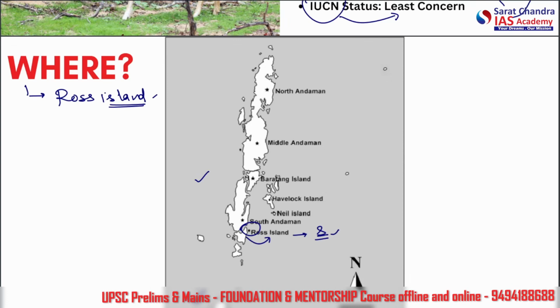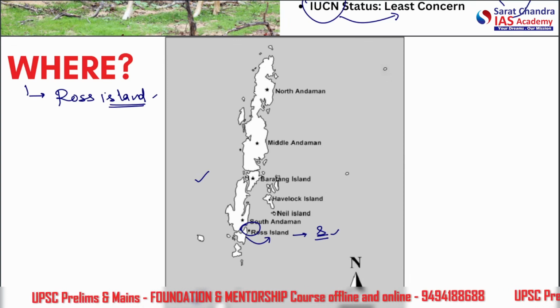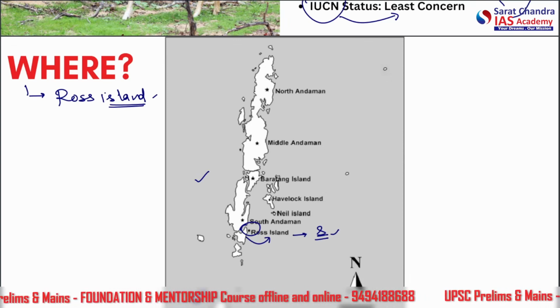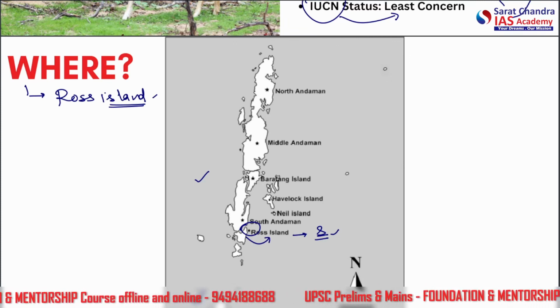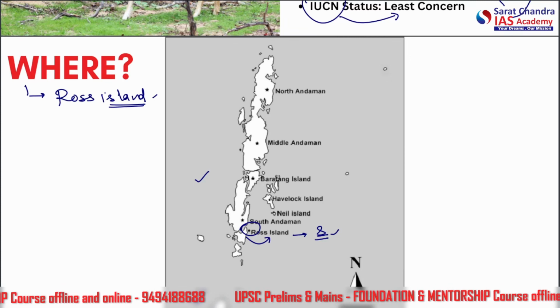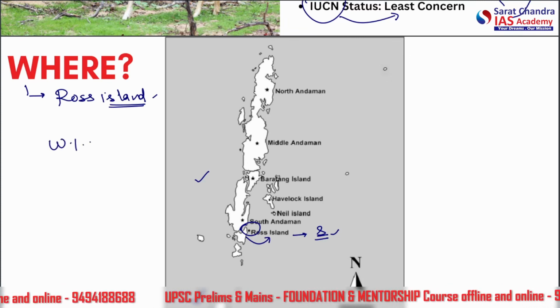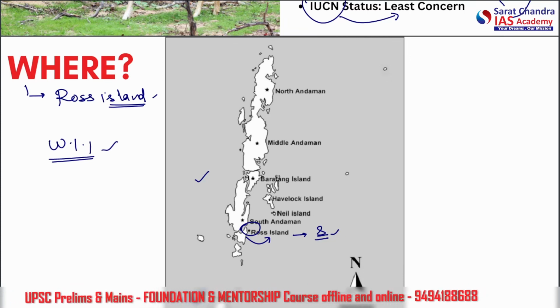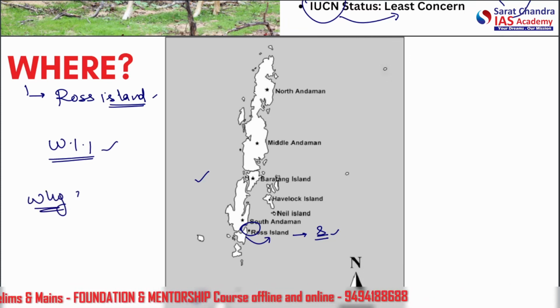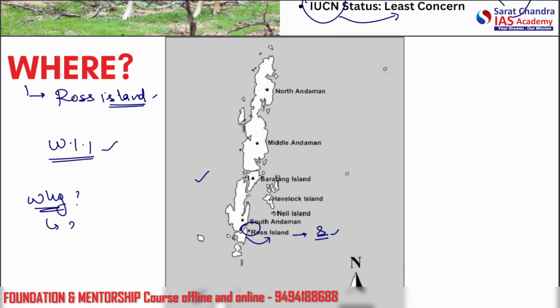Let's talk about the news first. In a bid to manage the teeming population of cheetal, that is spotted deer, in the Ross Island, the Andaman and Nicobar Island Administration recently sought help from the Wildlife Institute of India, that is WII. Now let's see why they have become an invasive species and what invasive species basically are.